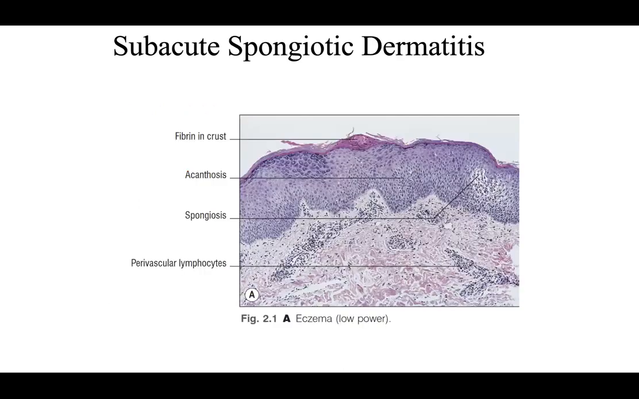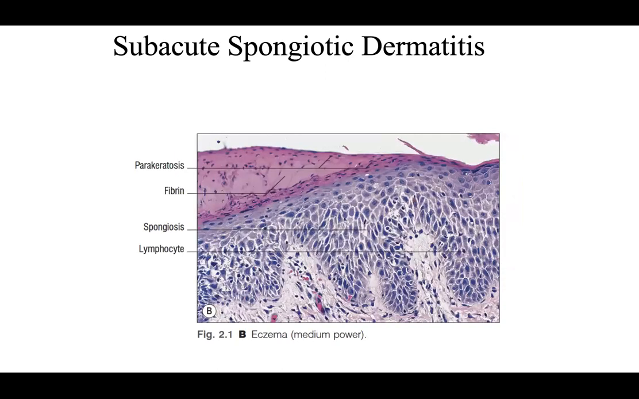So for subacute spongiotic dermatitis, again, you see some areas of increased edema, you see some overlying intermittent parakeratosis, some fibrin in the crust, acanthosis, so it's got time to actually be hyperplastic here. And then some perivascular inflammation. This was actually a biopsy of atopic dermatitis.